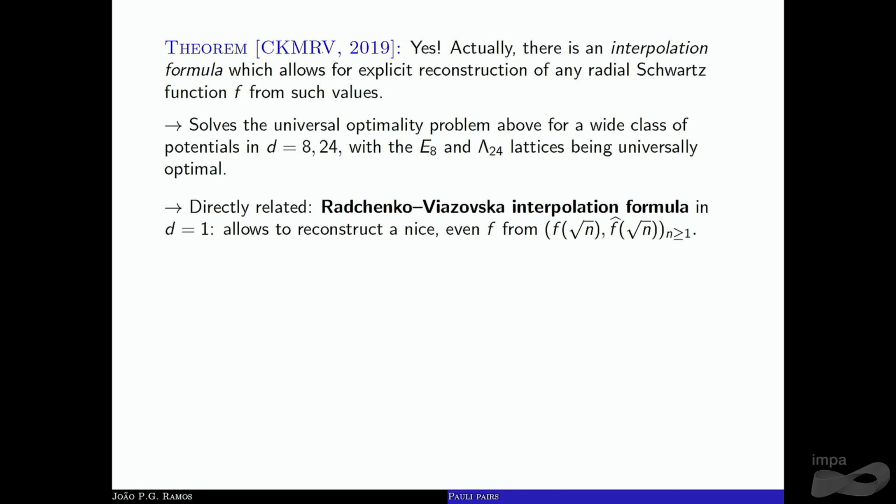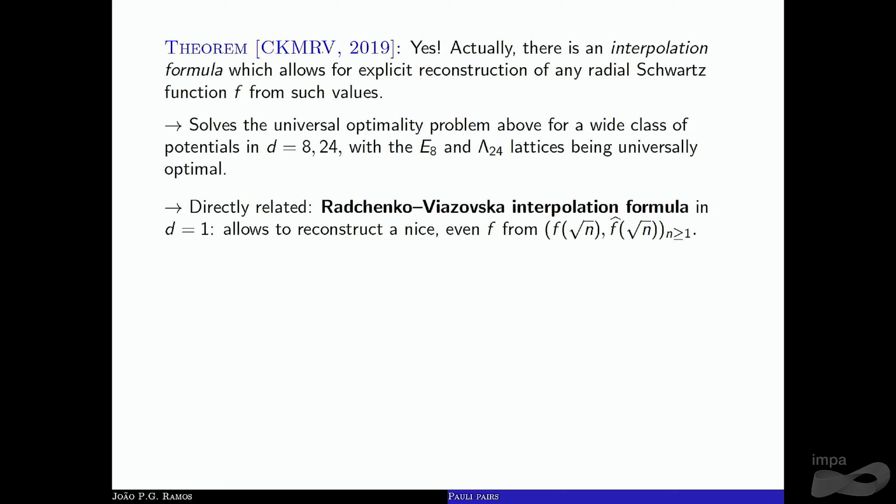And actually, as I said that the universal optimality problem would make a comeback, they managed to solve the universal optimality problem in those dimensions 8 and 24 by using that theorem on top. So this is an amazing result. It's published at Annals of Math, and I think it appeared a couple of years ago.